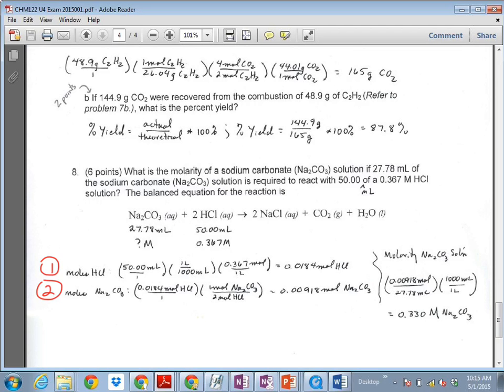And then to knock it out, in this case, since we're after molarity, we can take those moles that we came up with and divide it by the volume that was given. And since molarity is in terms of moles per liter, we have to do one more correction to get the milliliters to cancel. So the molarity of that solution, given that information, is 0.330 molar.